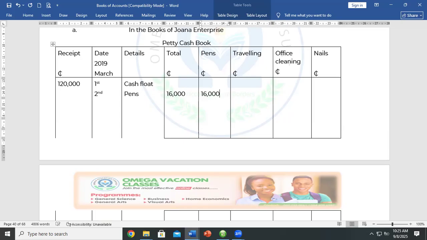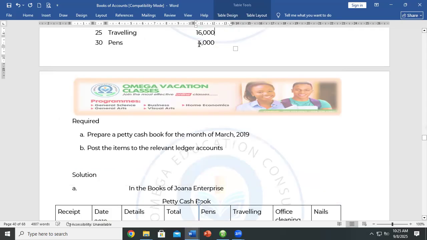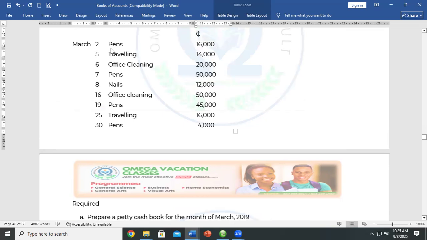Now, how did we arrive at these expense columns, professors? We just go through the question and you would know that. Look at the expenses that you have: pens, traveling, office cleaning, pens, nails, office cleaning, pens, traveling, pens. So you know pens will be one of your expenses, traveling will be one, office cleaning will be one, and then nails will be one. If there was any person in it, like AMA or AC, then you would have also added a ledger column.